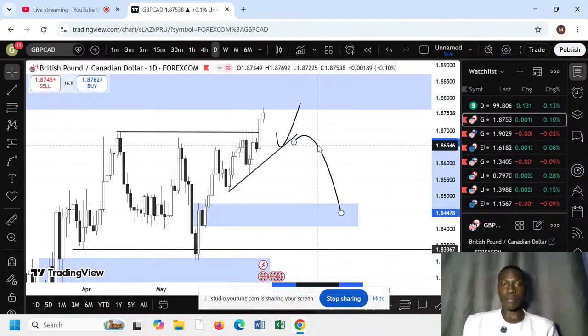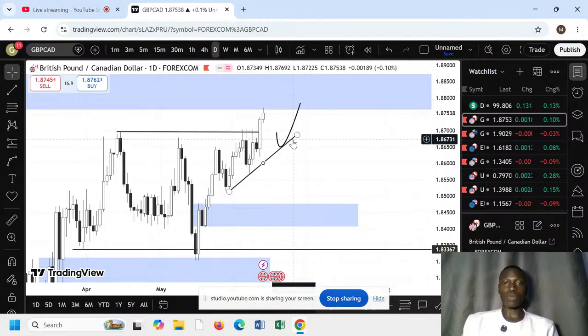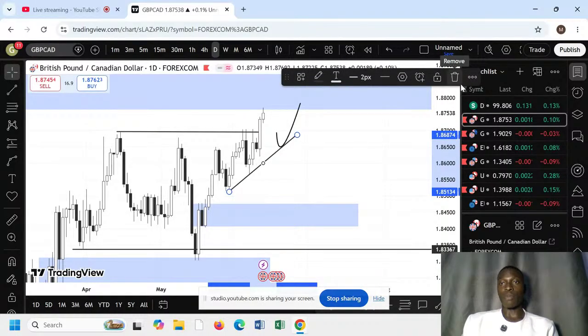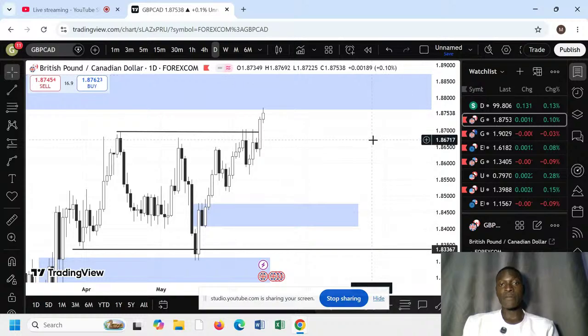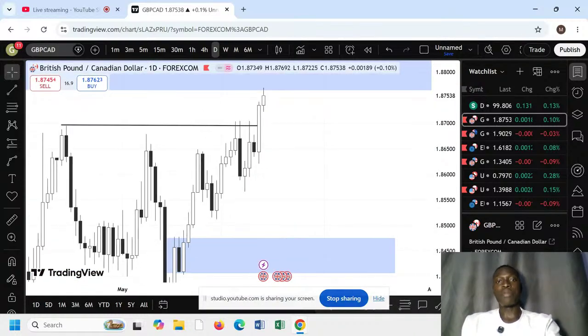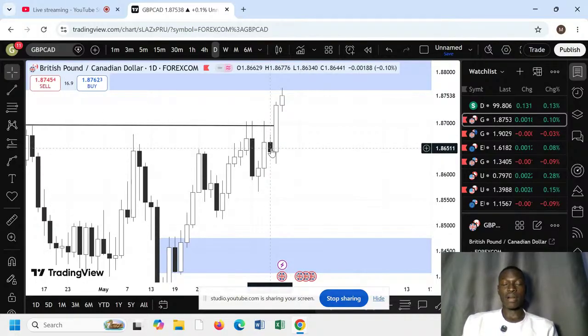Price can come back, make a breakout retest, and then push down to take out this liquidity. This zone here is kind of tricky, but I'm going to follow what the market is showing me. So I'm going to buy, and I'm going to risk what I'm willing to lose. Before the breakout of this high, this was the last black candlestick.